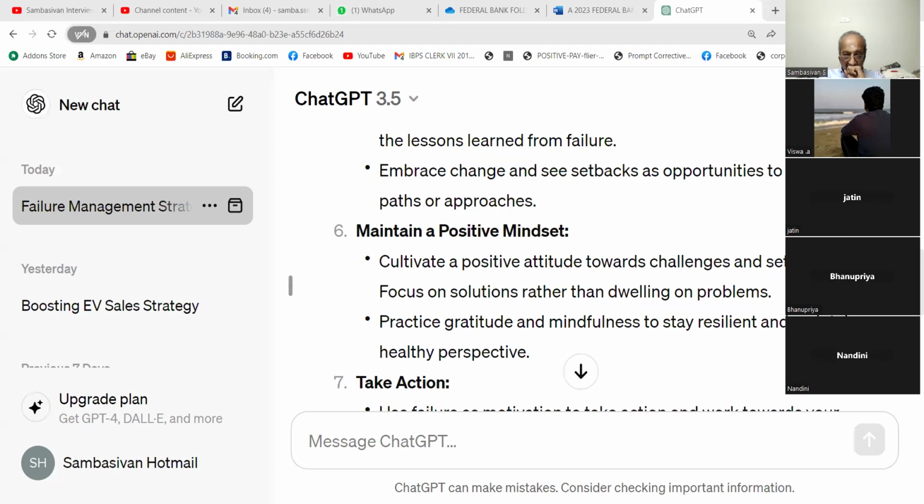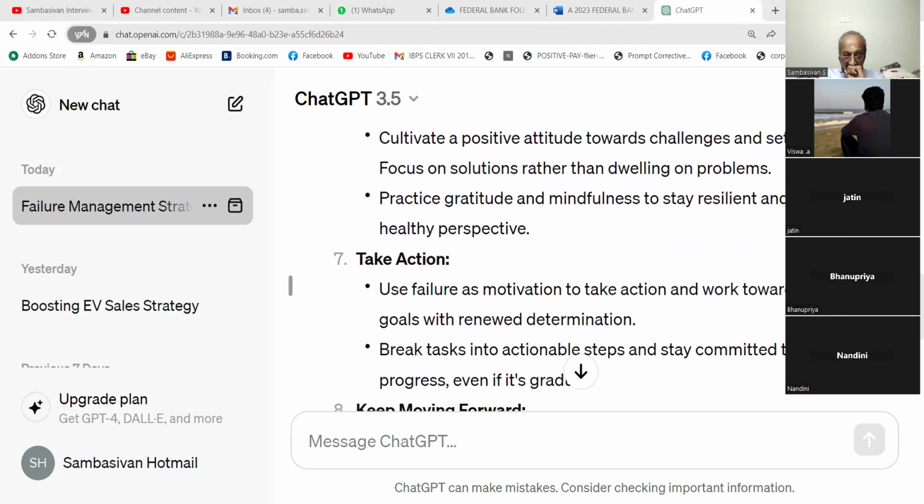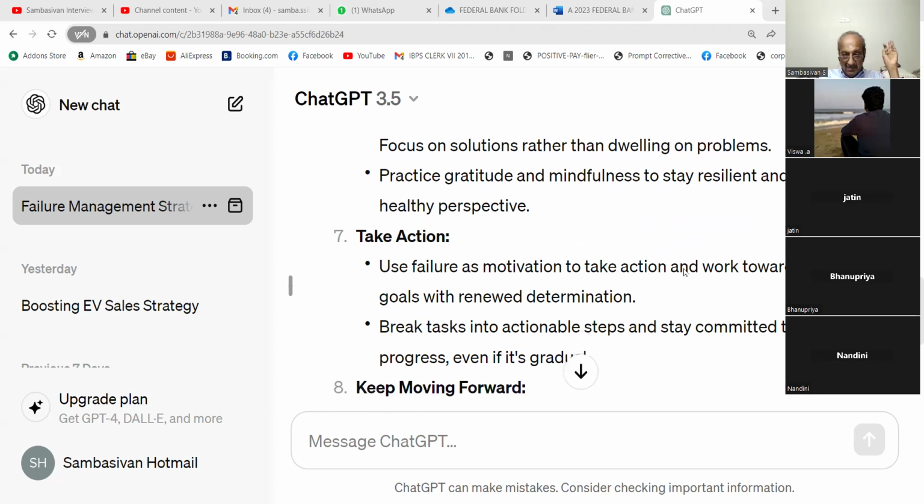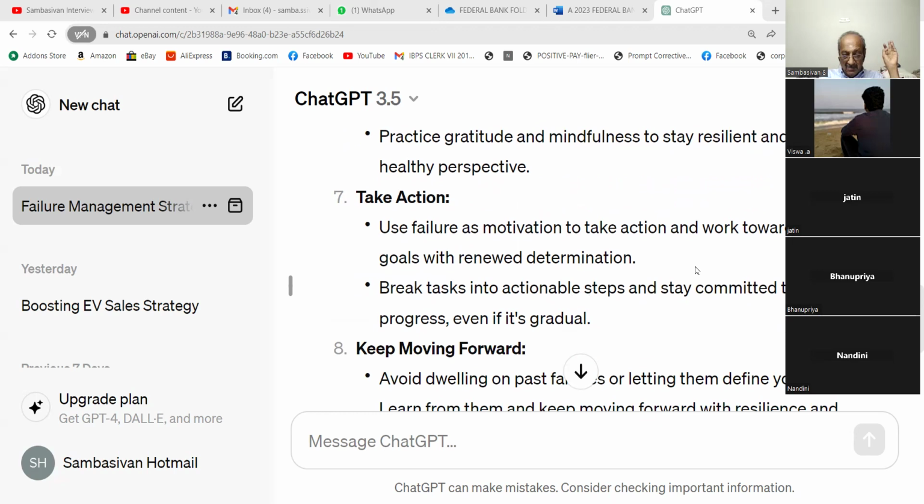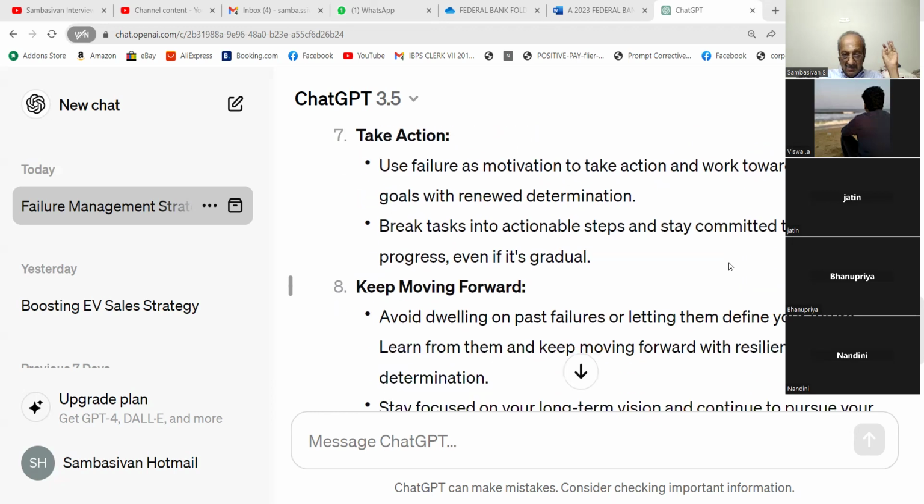Maintain a positive mindset. Cultivate a positive attitude towards challenges and setbacks. Focus on solutions rather than dwelling on problems. Practice gratitude and mindfulness to stay resilient and maintain a healthy perspective. Take action. Use failures as motivation to take action and work towards your goals with renewed determination. Break tasks into actionable steps and stay committed to making progress even if it is gradual.